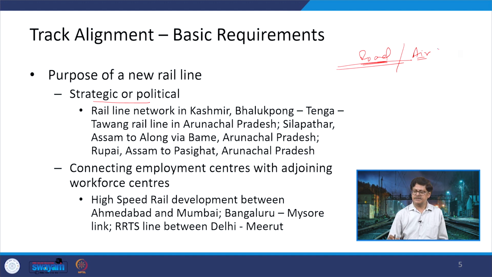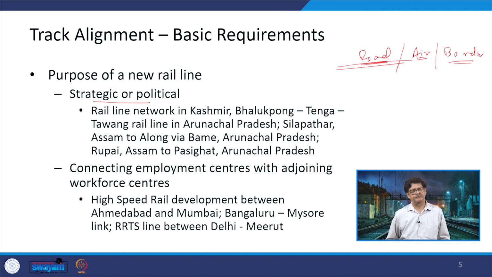And all of these areas are in the border regions, so strategic requirements are there. You have to move the army and the armed forces, you have to move their equipment, the manpower, and their requirements to those particular areas. So this is one strategic reason, to provide connectivity, and that can be one of the purposes.